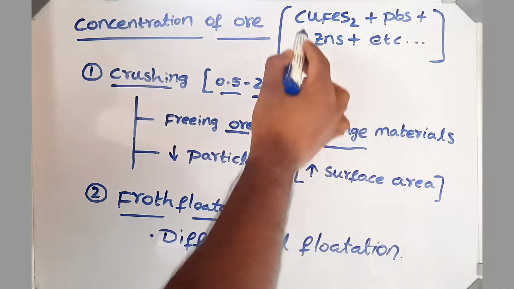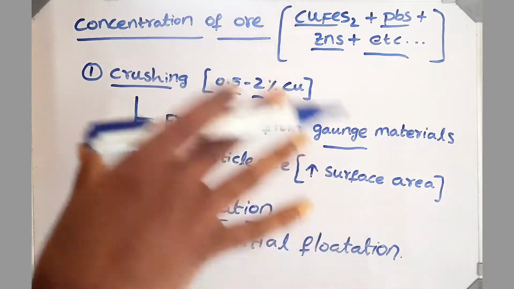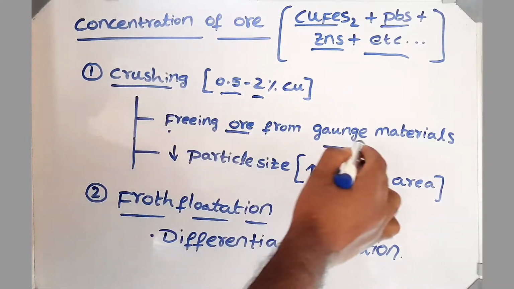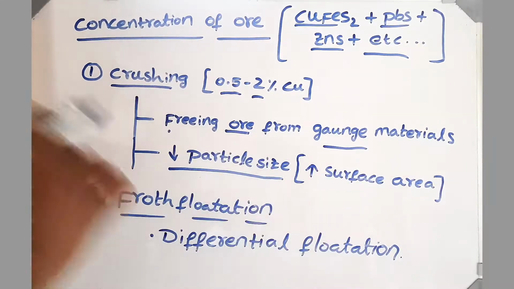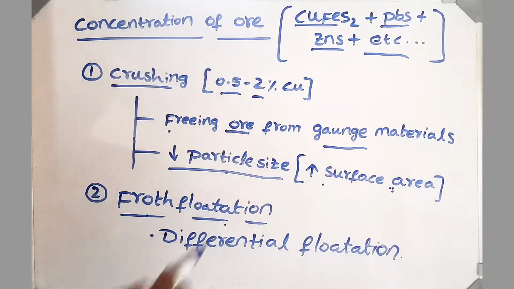It is usually found with other sulfides like lead sulfide, zinc sulfide, many other precious metals and along with a lot of gangue. So first step we crush, and by crushing, friends, we are decreasing the particle size, which means increasing the surface area, which in turn helps in froth flotation. We know froth flotation means by modifying the surface properties, we can separate out the ore which we want.